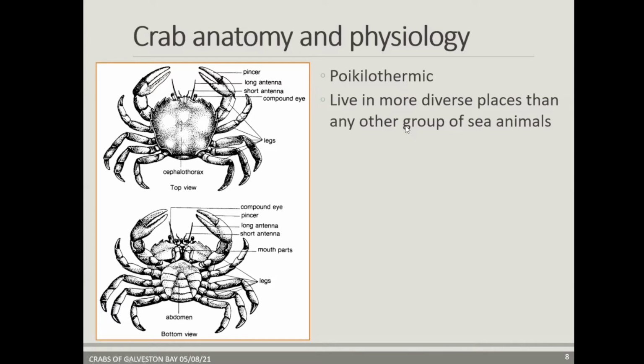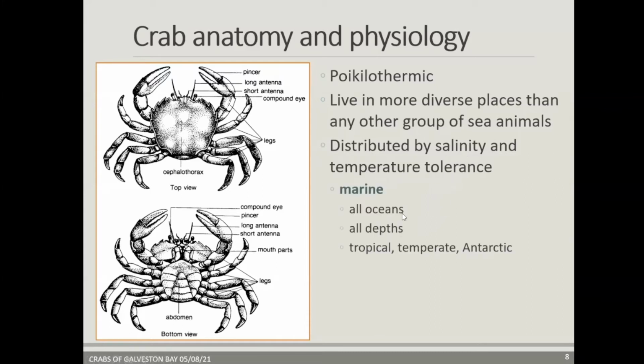They live in more diverse places than any group of sea animals, which is special for crabs. And I think a lot of it has to do with their anatomy, which might be why carcinization is taking place. They're distributed as species by their tolerance to different salinities and temperatures. So we have some crabs that are restricted to the marine environments, and that would be most of the Gulf crabs, Texas Gulf crabs, most of the crabs that you find in other places of the world.